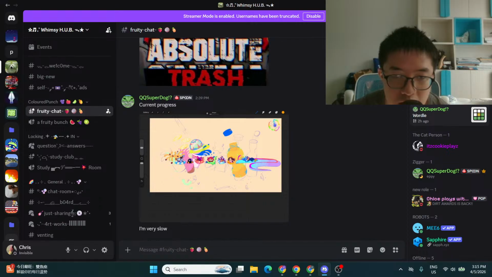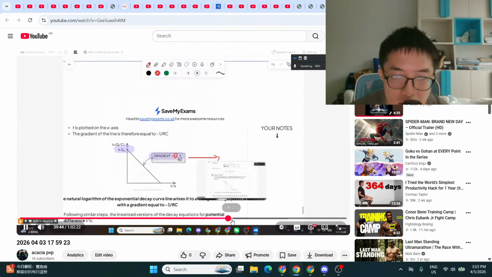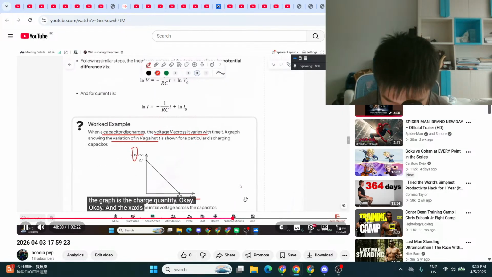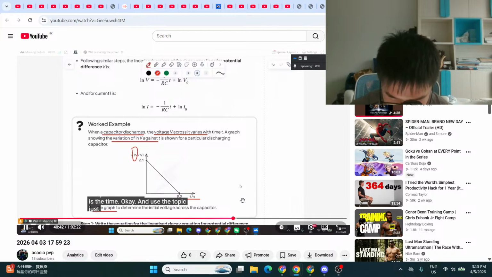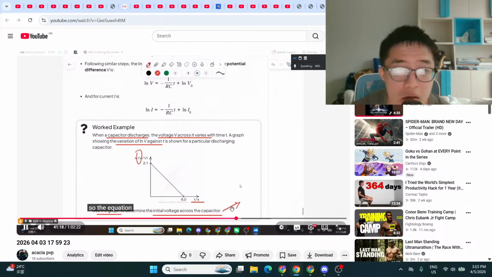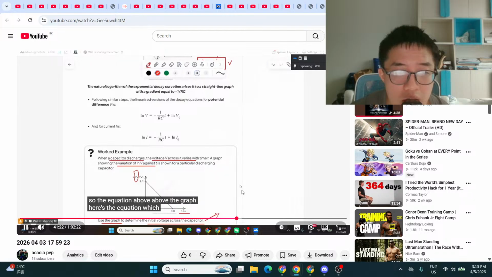How to use the gradient to find the time constant? The gradient is m, right? So m is negative 1 over RC. And the x-axis is the time. Okay. The topic wants us to use the graph to determine the initial voltage across the capacitor. How to solve it? The y-axis has changed to ln V. V is the potential difference. So, here is the equation above the graph. Which equation might we use?